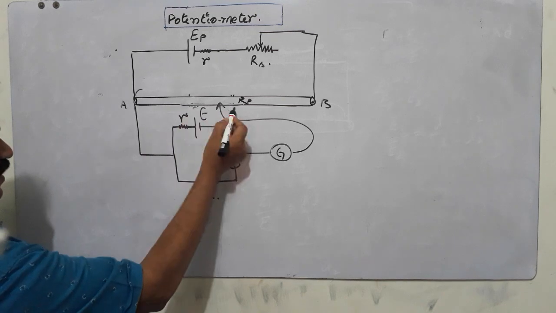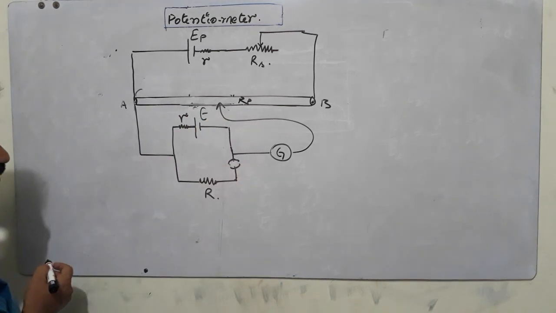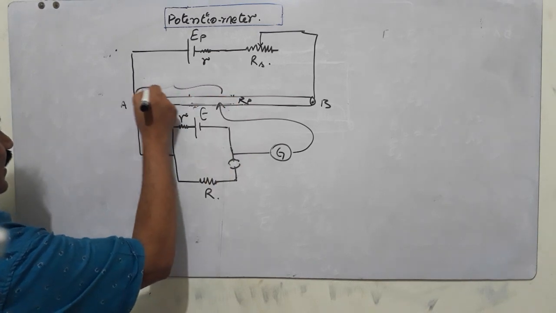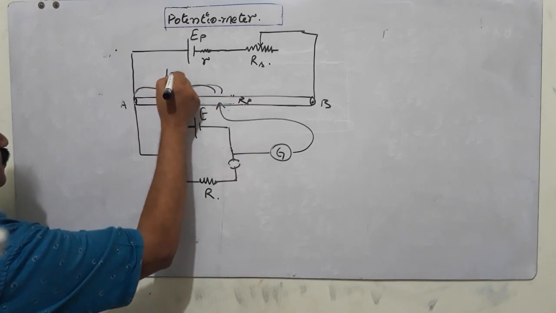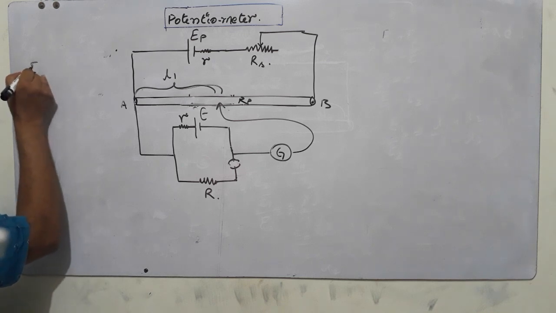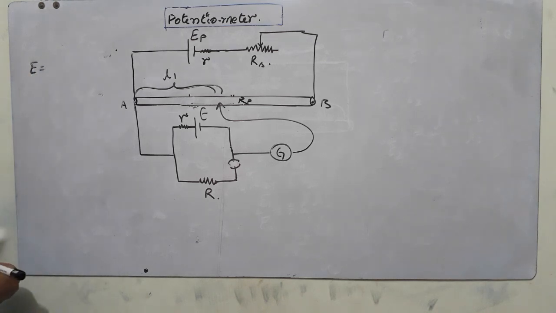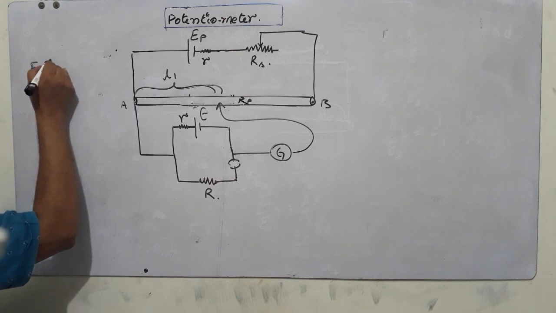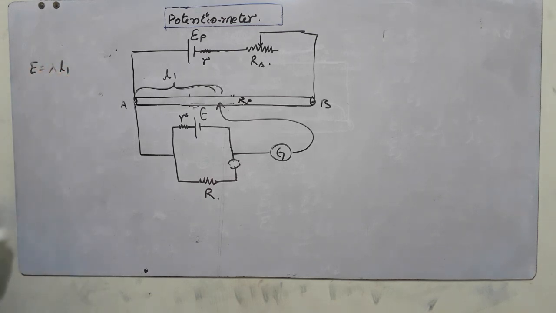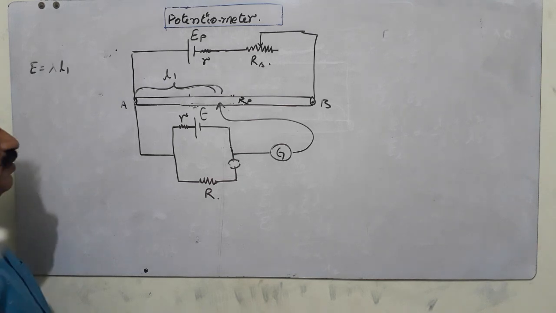By adjusting and moving this jockey, the EMF is balanced for a length L1, so that E is equal to lambda L1.